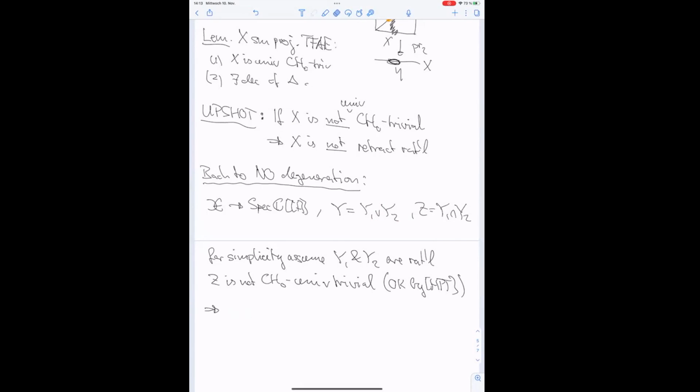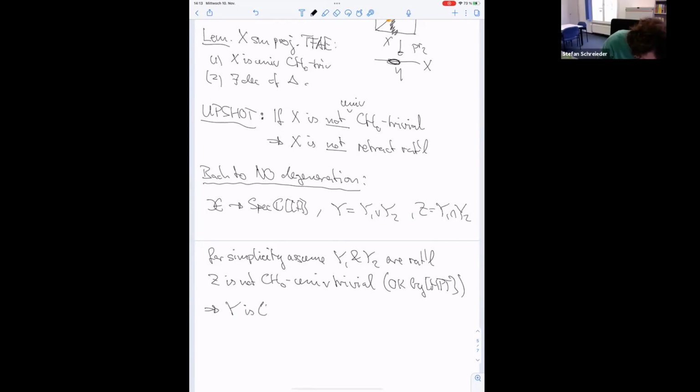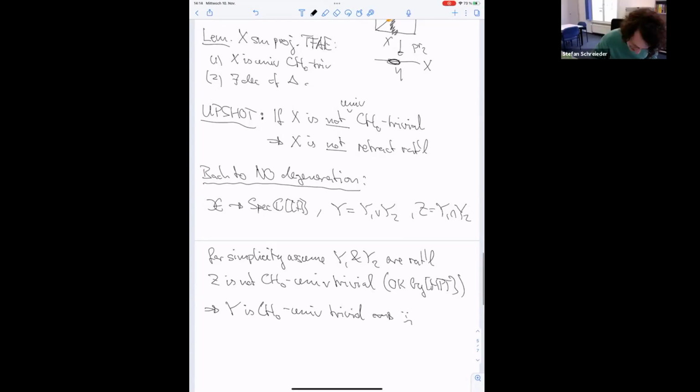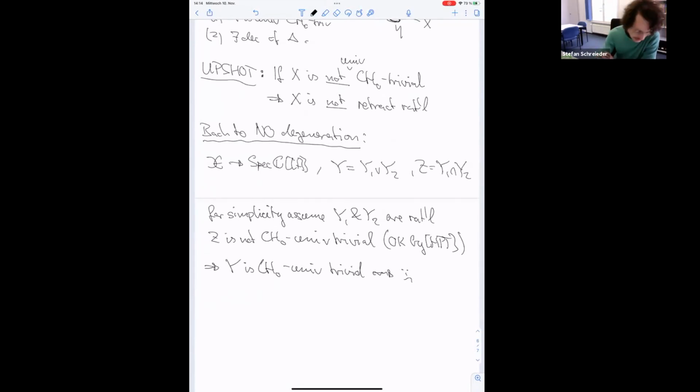Yes, so Y is CH_0 universally trivial. And so we are not happy. I don't know what to do. So the first idea is that somehow the problem is that the interesting information lies in Z, but Z is a divisor on this Y. It's codimension 1, and so it does not influence the zero cycles at all. So maybe we should blow up Z.